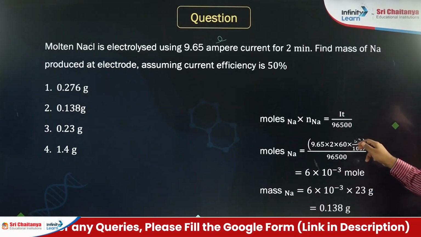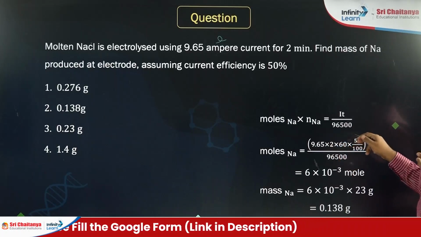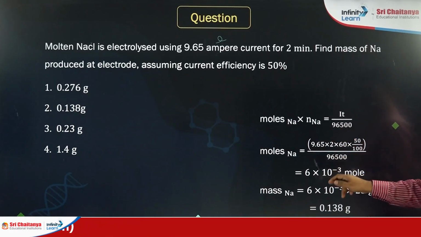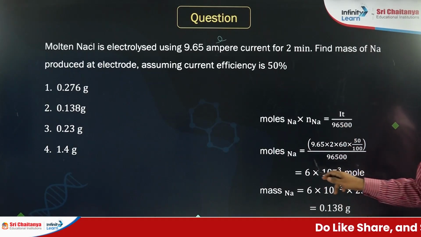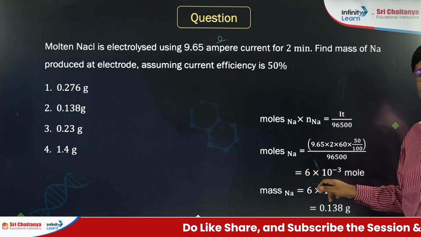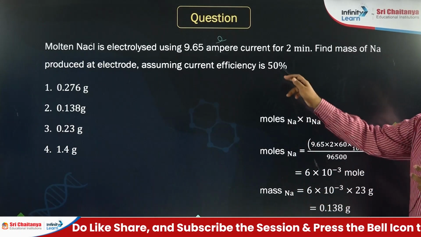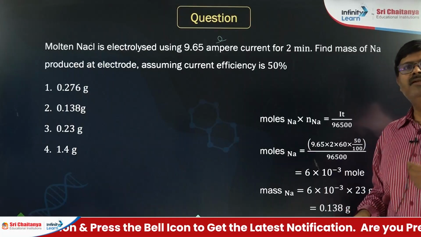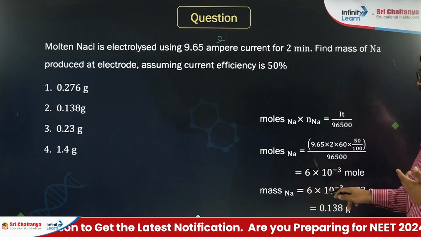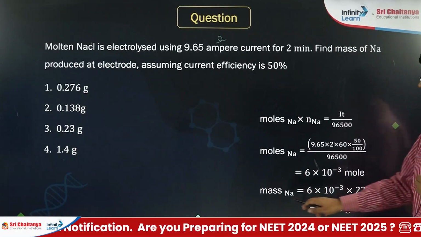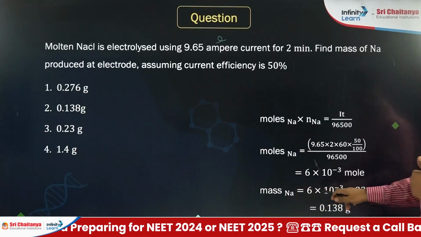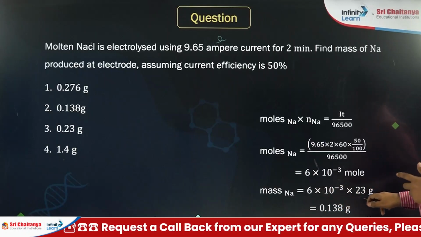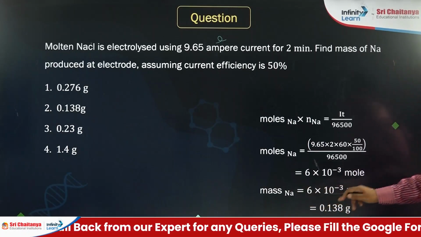Current efficiency, because not all charge is utilized, only 50% is utilized. So 50 by 100. Now if you simplify this, you will get moles of Na as 6 into 10 power minus 3. But in the question they are not asking moles, they are asking mass. So how to convert moles into mass? Mass is equal to moles into molar mass of the substance. We want the mass of sodium, so it is moles of sodium into molar mass of sodium. That is the answer. Let's see the next one.